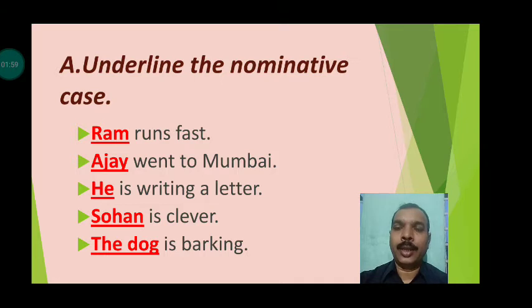He is writing a letter. He is nominative case because he is the subject of the sentence. Sohan is clever. Sohan is the right answer. Sohan is in nominative case. It is the subject of the sentence. And the dog is barking. Answer is the dog. It means the dog is in nominative case.